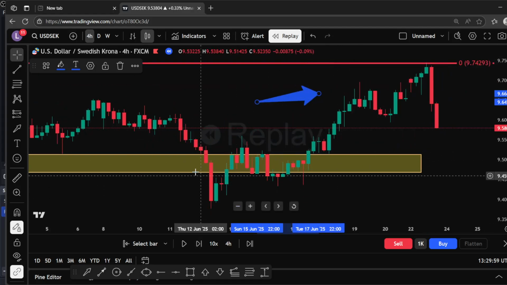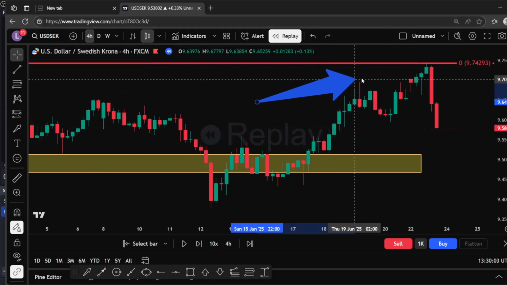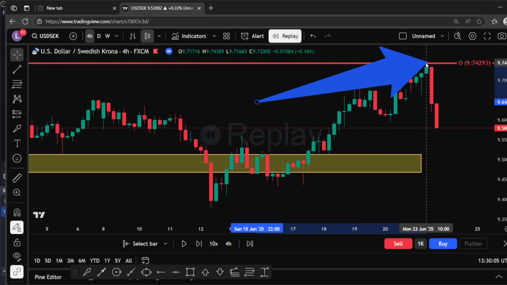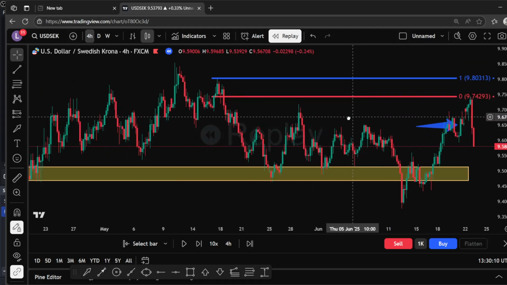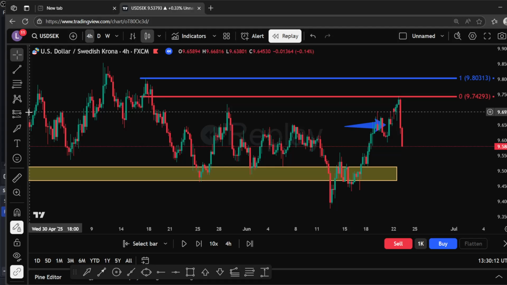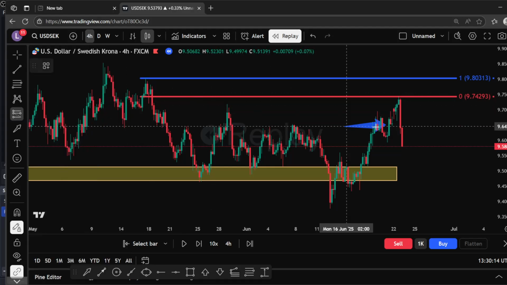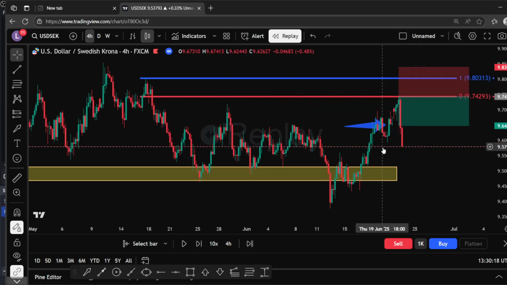Okay, so as you can see, the market came into the supply zone. Yeah, it touched it and then we dropped. Okay, so this is where I take my trade. I take my trade at the start of the supply zone right there. Yeah, my stop goes above the supply zone.